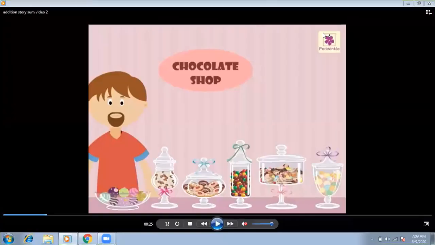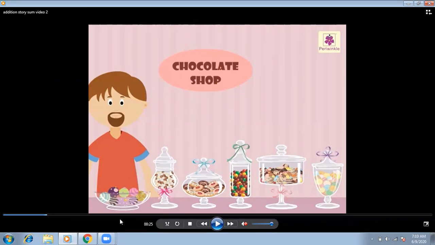Okay, now we are moving towards the story sum, and I will tell you how you can recognize which operation is going to apply in the story sum. You can see on your screen there's a chocolate shop and a shopkeeper. What is he selling? There are different kinds of chocolates over here. One day he was thinking about how much he earned in 2 days.